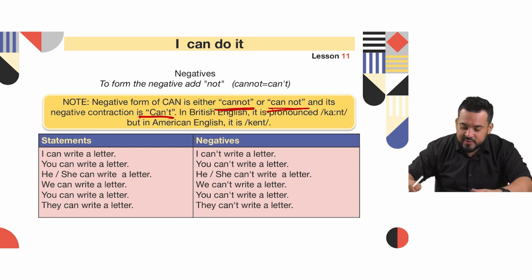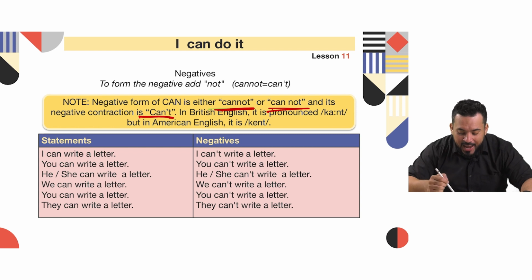All right, so let's take a look at some examples. I can write a letter. I can't write a letter. You can write a letter. You can't write a letter. He or she can write a letter. He or she can't write a letter. We can write a letter. We can't write a letter.